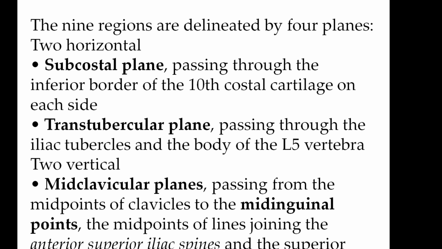The 9 regions are delineated by 4 planes: 2 horizontal, the subcostal plane passing through the inferior border of the 10th costal cartilage on each side, and the transtubercular plane passing through the iliac tubercles and the body of the 5th lumbar vertebra; and 2 vertical planes. They are the midclavicular planes passing from the midpoints of the clavicles to the midinguinal points. The midinguinal points are the midpoints of the lines joining the anterior superior iliac spines and the superior edge of the pubic symphysis.